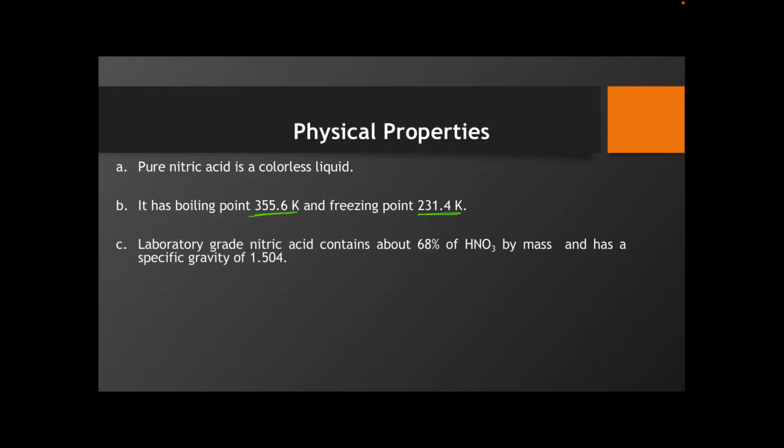Laboratory grade nitric acid, this is a very important point. Laboratory grade nitric acid contains 68% HNO3. So the nitric acid formed from Ostwald's process is of the grade 68% nitric acid, right? By mass, obviously, and it has a specific gravity of 1.504. Again, no need to remember this value, but since these values are incorporated somewhere in your NCERT, I am giving those points over here.